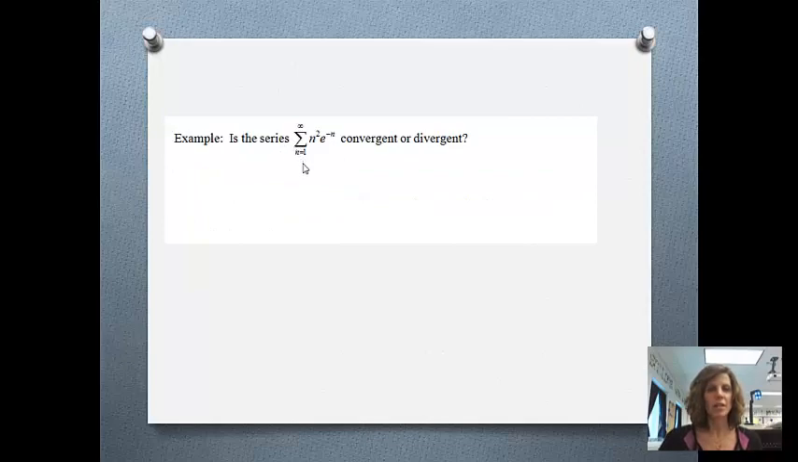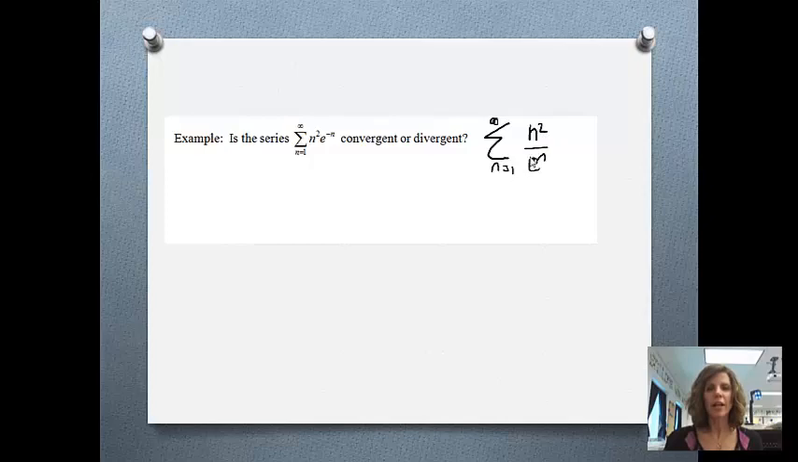Is the series n equal 1 to infinity of n squared e to the negative n convergent or divergent? Excuse me, you'll notice on this one, it's not a fraction. So I'm actually going to make this one a fraction, because no matter what test I use, that's usually the easiest way to start it.